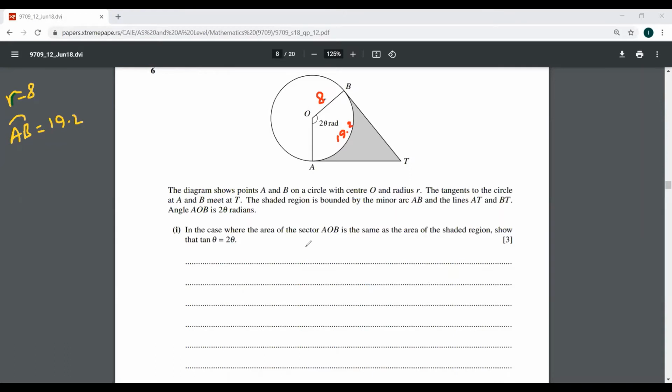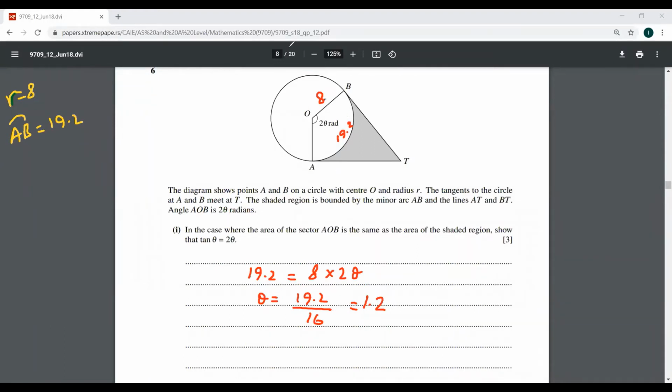So area of the shaded part is going to be, let's find this theta first of all. Can I say that 19.2 is equal to r theta, that is 8 into 2 theta. So your theta is 19.2 over 16. Can someone use the calculator and tell me what is this value? So this is 1.2. Now theta is 1.2.